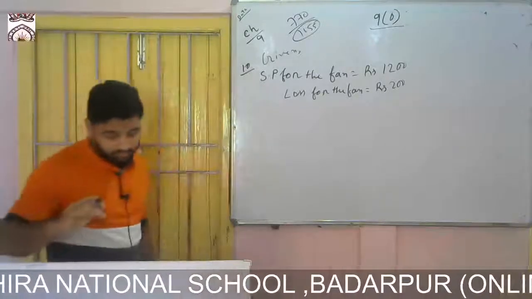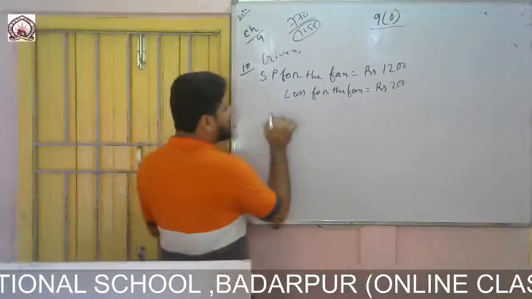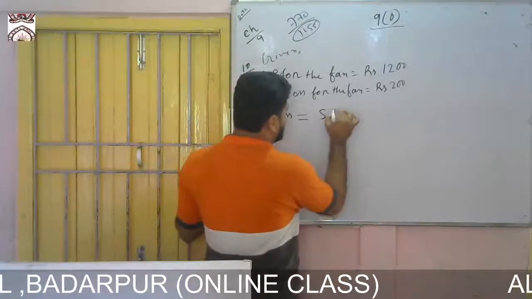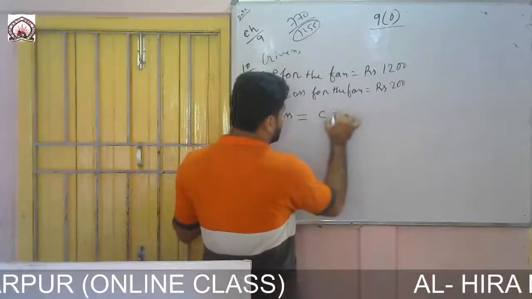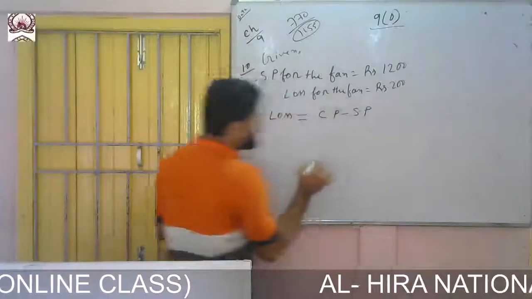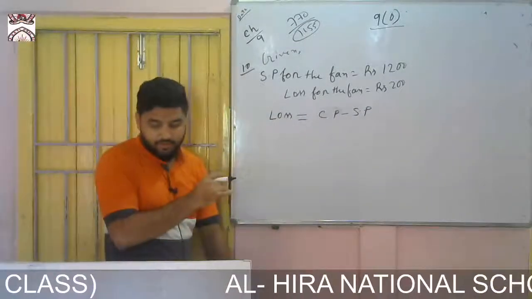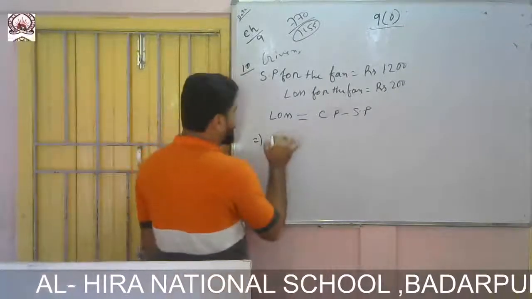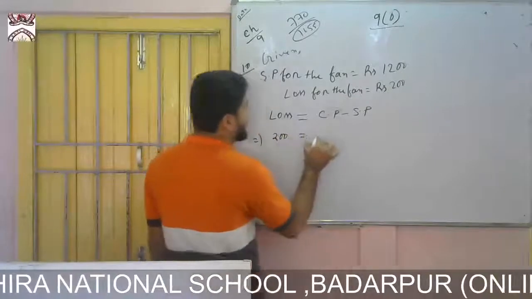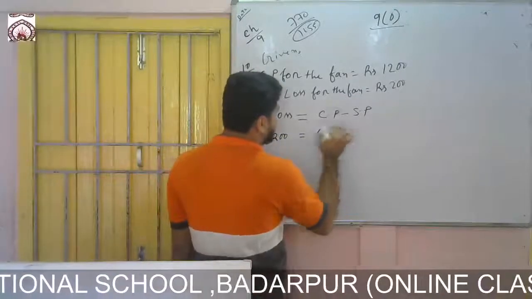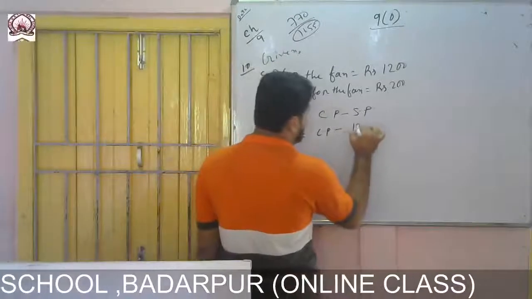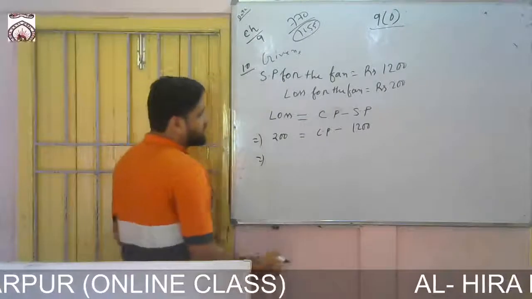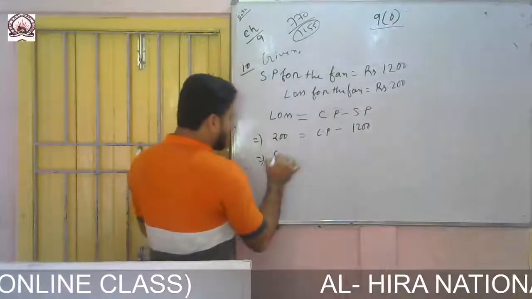Now write. Therefore, we know loss equals CP minus SP. The loss was 200, equals CP, which we need to find, minus SP. SP is 1200. Now let us interchange.